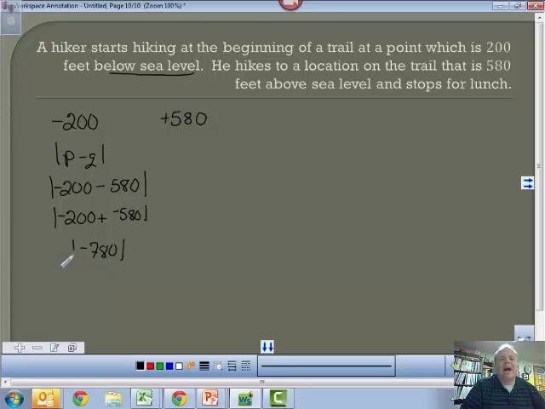And I take the absolute value of that. How far is -780 from 0? It should just be 780. Okay? And so he hiked 780 feet from when he started the trail, which was 200 feet below sea level, to when he stopped for lunch, which is 580 feet above sea level. All right? Does that make sense? Hopefully it does. So it kind of puts it in perspective a little bit.